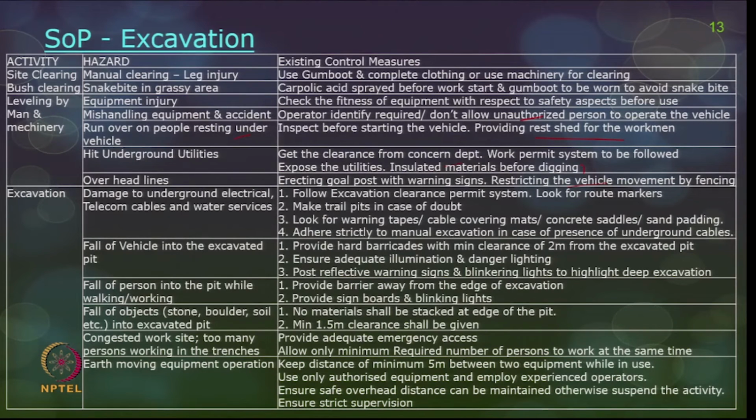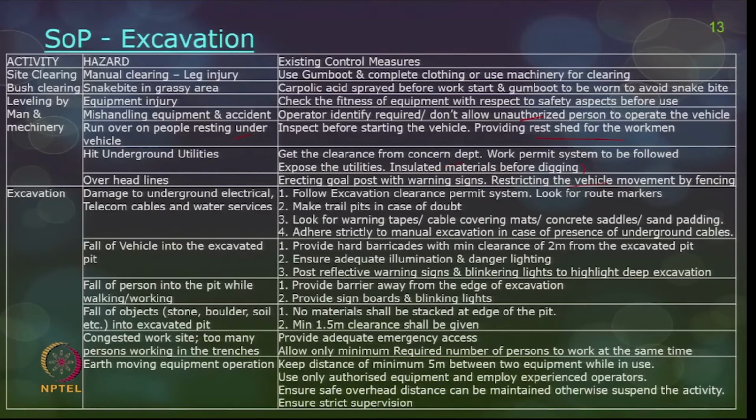Earth moving equipment operation: keep a minimum distance of 5 meters between two equipment in use. Use only authorized equipment and employ experienced operators. Ensure a safe overhead distance is maintained, otherwise close the activity and postpone it for later. Ensure strict supervision in case of equipment.